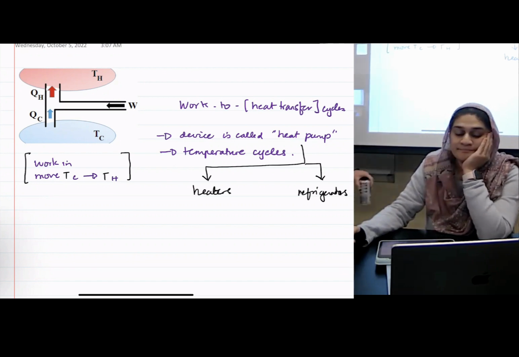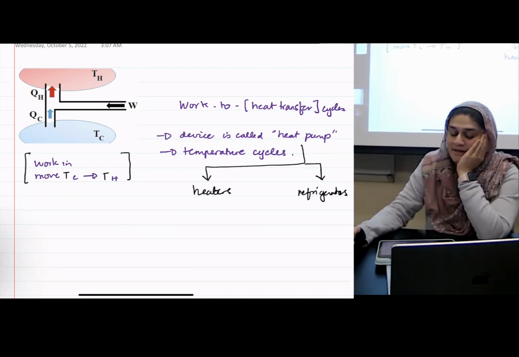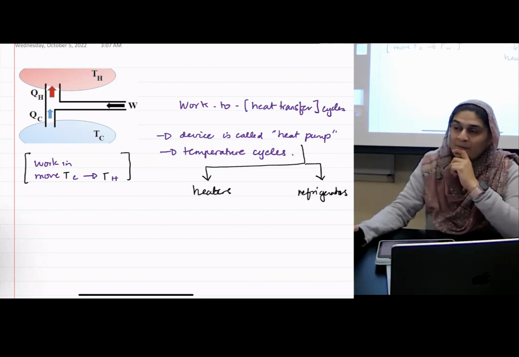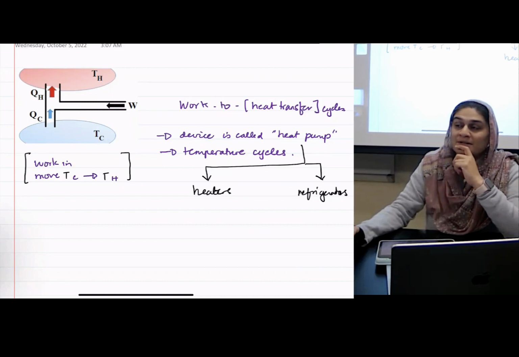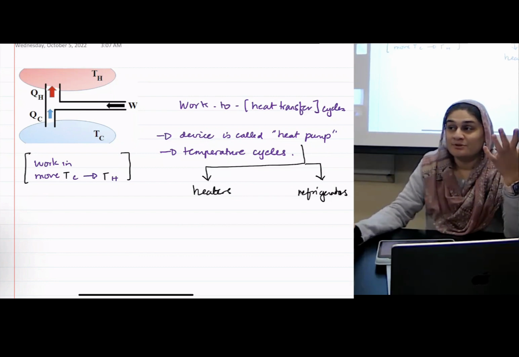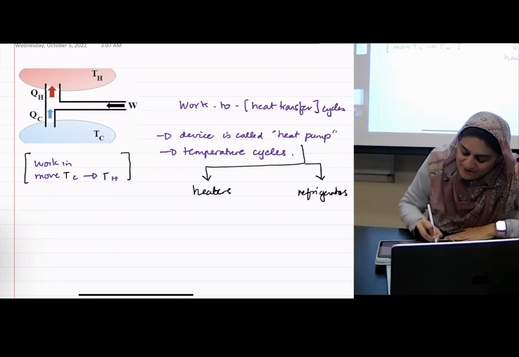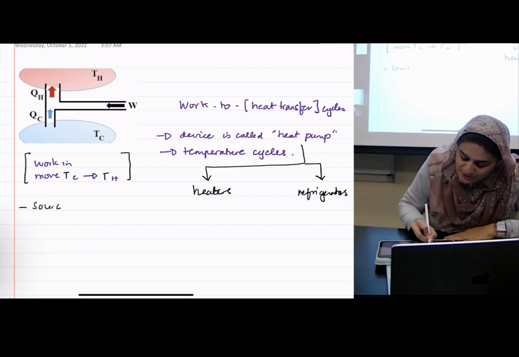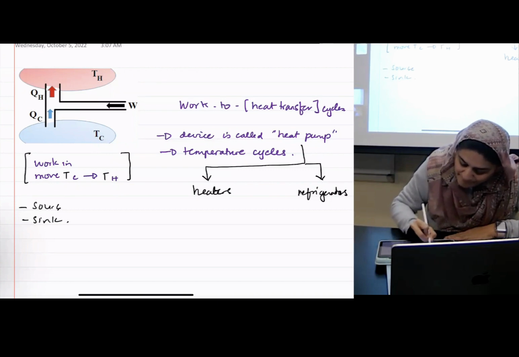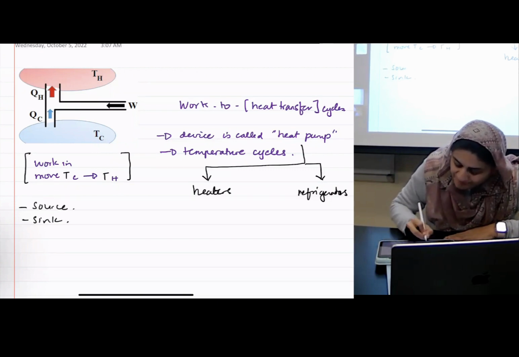And going back to the other cycles, we are still going to use the same terminology, source and sink. What is source? Which has high temperature. What is sink? Whichever has the lower temperature, right? So we're still going to use our same terminology, source and sink. Source is spelled with a C, right? Okay.